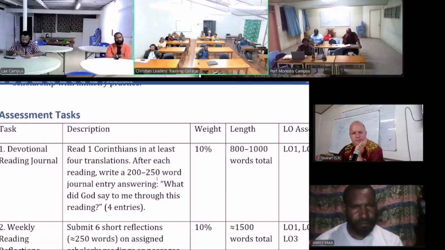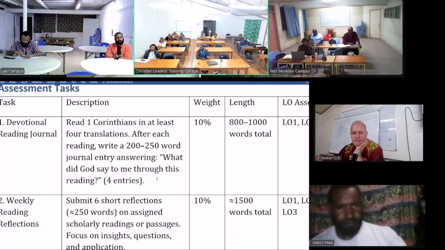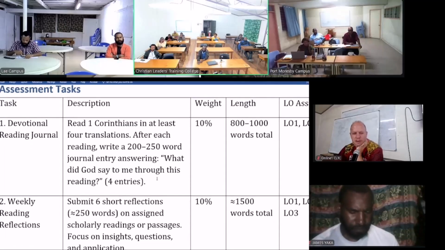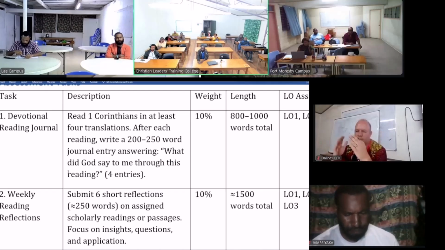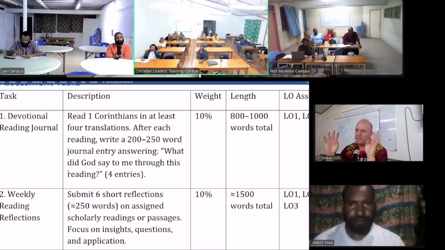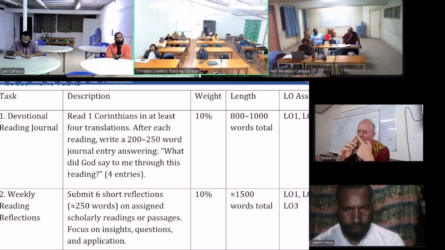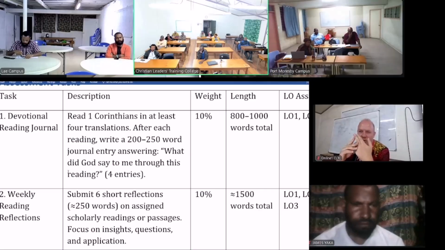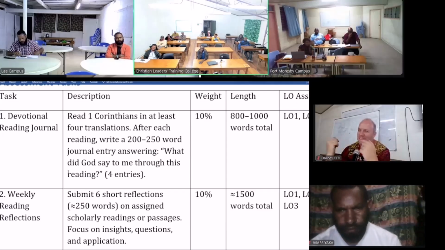Okay, so the things you'll be doing this term: devotional reading journal. So you will read all of 1 Corinthians, all 16 chapters. You will read it 4 times at least, okay? Each time I want you to read it in a different translation. So you can read it in Pidgin if you like, or if you have it in Talk Place, you can read it in Talk Place, that's fine, but your journal should be in English so I can read it.